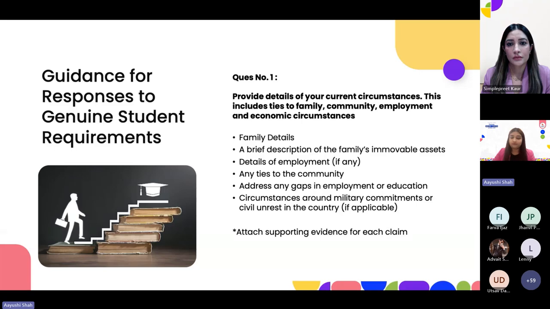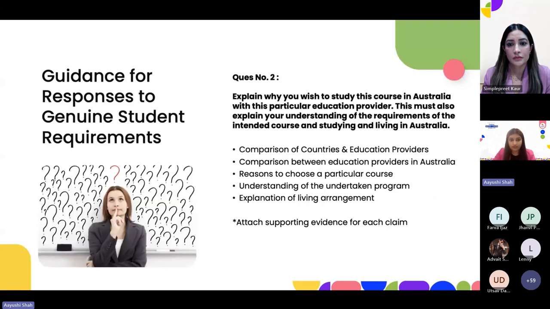We'll jump on to the second question, which is mainly about the course and specific education providers. They are being very specific here. So how would you answer this? You must show that you have a very good understanding of Australia and the chosen provider. Here you see that in Australia we have multiple education providers, so why only this particular provider? Why only this course? Give the reason for the intended course and for studying and living in Australia.